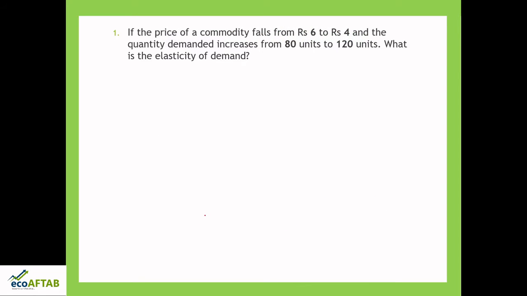If the price of a commodity falls from rupees 6 to rupees 4, the quantity demanded increases from 80 units to 120 units.